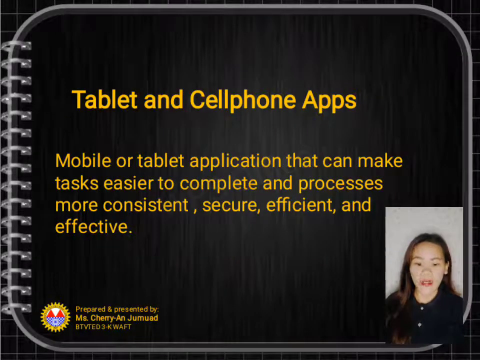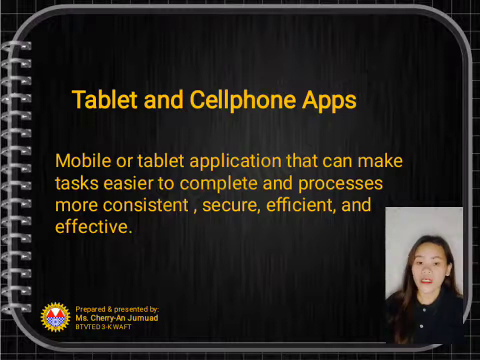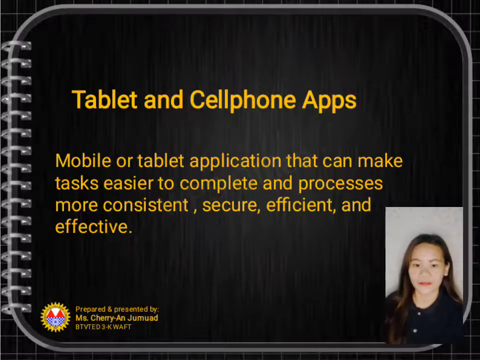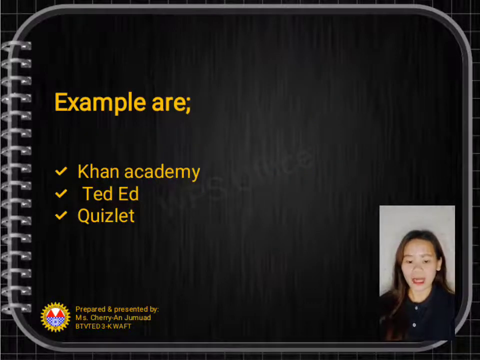The last one is tablet and cell phone applications. These applications can make tasks easier to complete and processes more consistent, efficient, secure, and effective. Here are some examples of tablet and cell phone applications: first is Khan Academy, second is TED-Ed, and the last one is Quizlet.